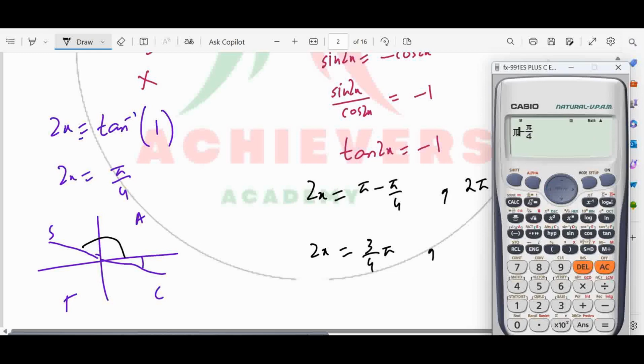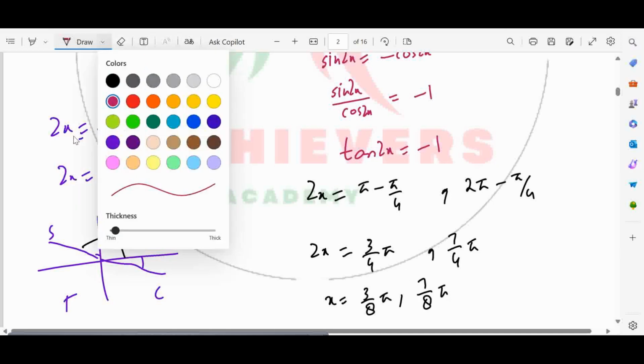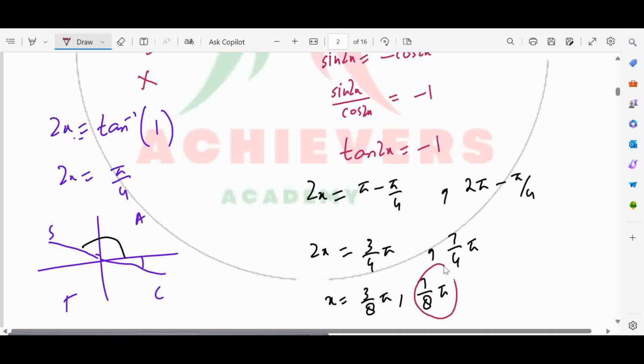So 2 pi minus pi by 4, this will be equal to 7 by 4 pi. Now if we need to find the value of x, dividing by 2 on both sides, x will be equal to 3 by 8 pi and the other one will be 7 by 8 pi. So we will ignore this one, and consider only this x coordinate.